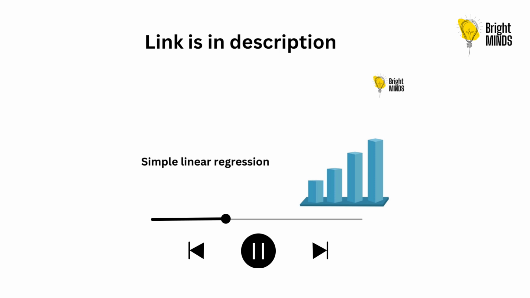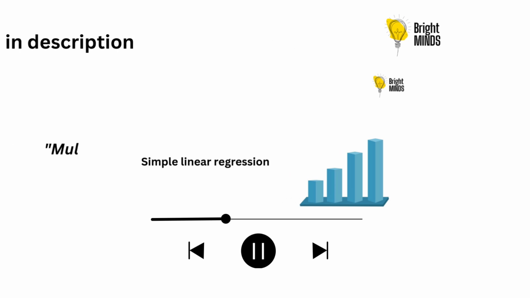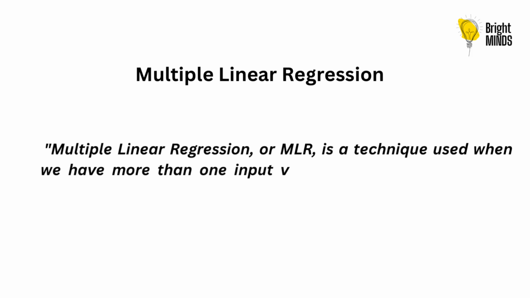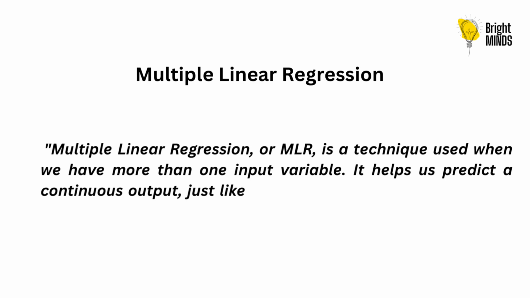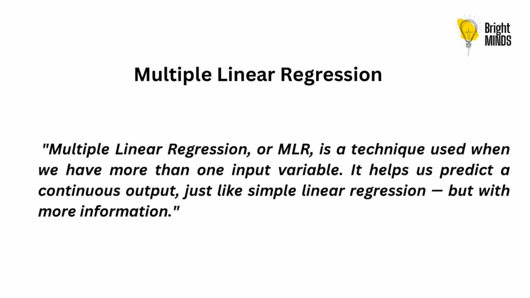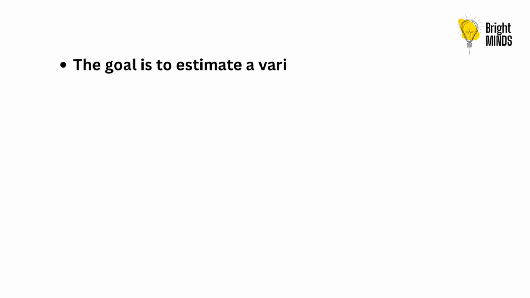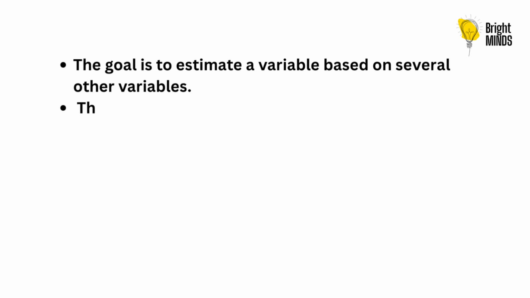Now let's start on multiple linear regression. What is multiple linear regression? It is a technique used when we have more than one input variable. It helps us predict a continuous output, just like simple linear regression, but with more information. Unlike simple linear regression, multiple linear regression allows more than two independent variables to be considered. The goal is to estimate a variable based on several other variables.